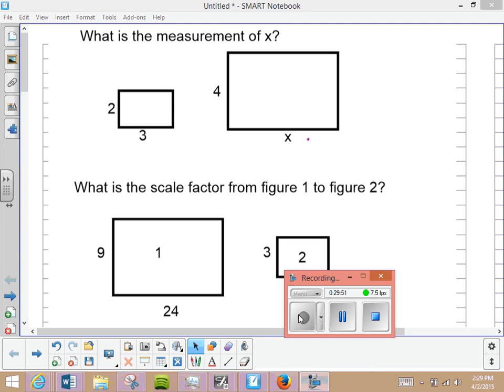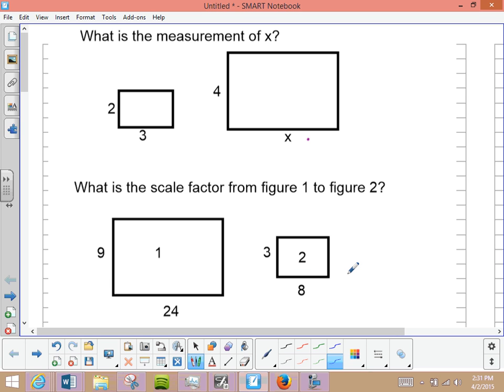All right, so we'll take the last few minutes working on these. I will give you about 2 minutes to answer both questions, and then we're going to discuss them. So what's the answer for number 1? What is the measurement of x? 6. How do you figure that it was 6?